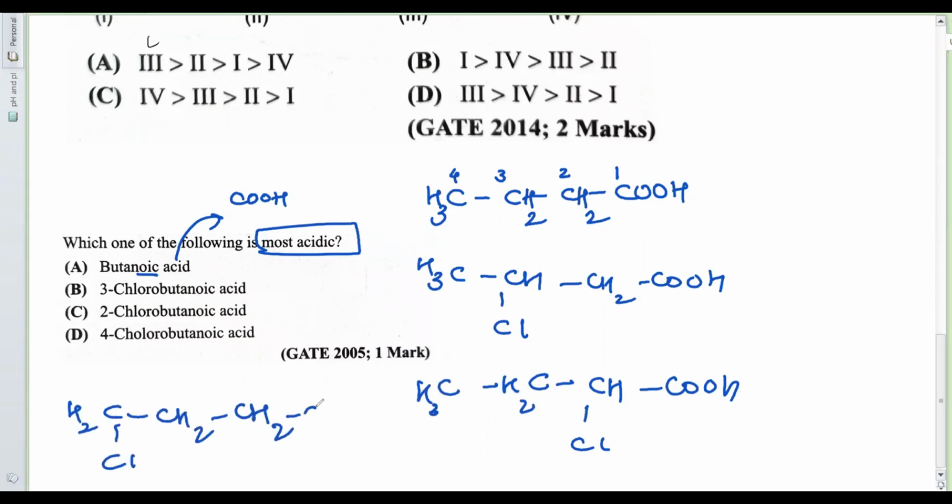Now they are asking you amongst all these 4 options, which one is most acidic? Now we are all aware that Cl is an electron withdrawing group. So definitely the one that contains an electron withdrawing group will be most acidic. So option A is not my answer. Now option B, C and D all have chlorine in it. But as you notice, the positions are different. Now it is a matter of common sense that this Cl is closest to the carboxylic group.